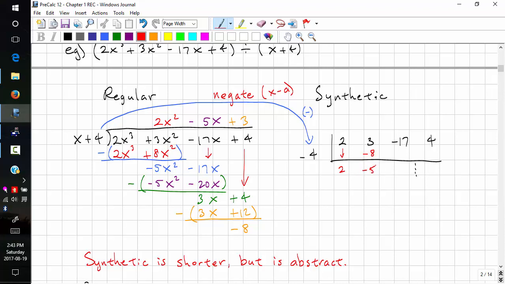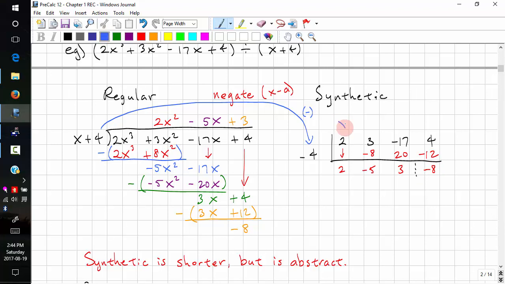You can see these numbers are occurring. We have 8. We have negative 5. So this sign is opposite of this sign because we want to add. Negative 4 times negative 5 is 20. Again, we add, we get 3. So here, again, the sign is flipped. It's negative 20 instead of 20. And we're adding, and we get 3x. So you can see we're just dealing with the coefficients, not the variables. And then negative 4 times 3 is negative 12, and then we get negative 8. And we have the same remainder, negative 8.